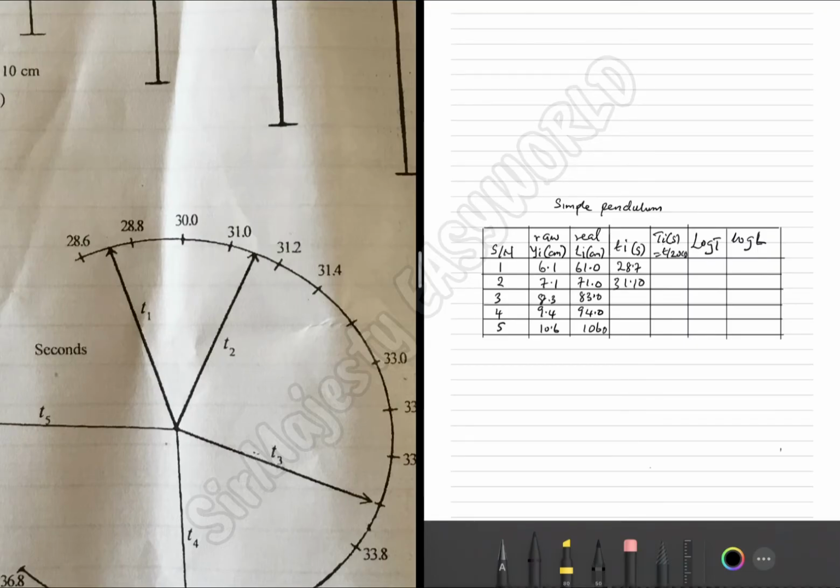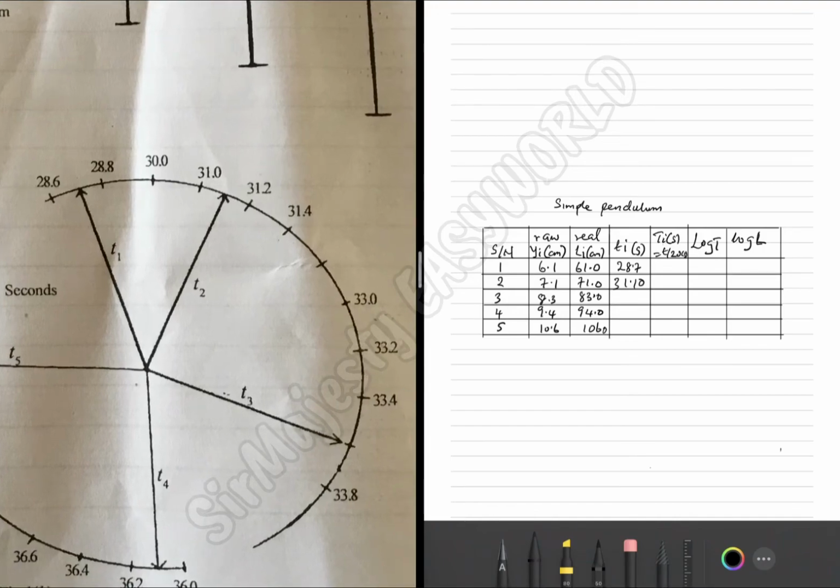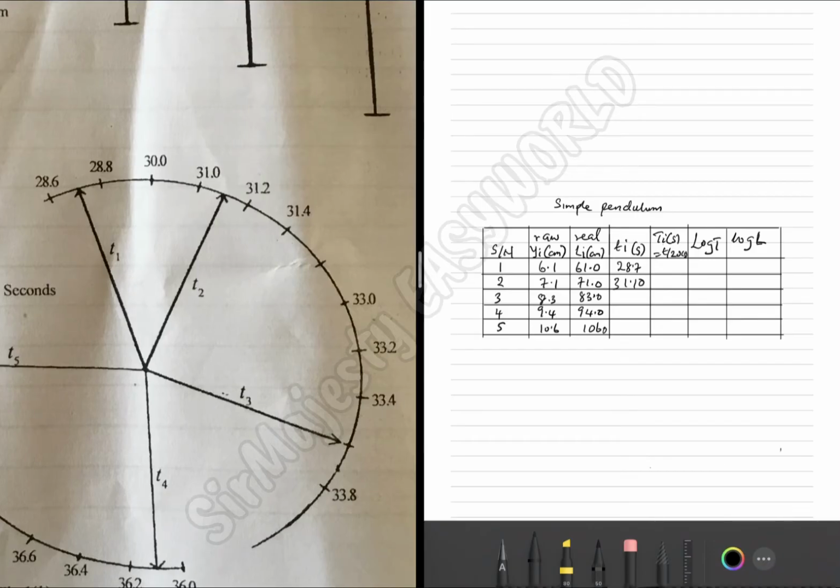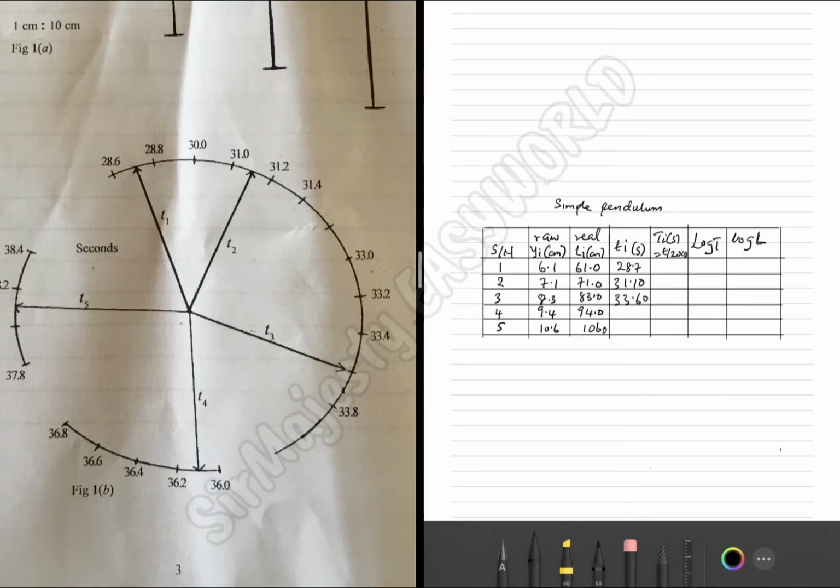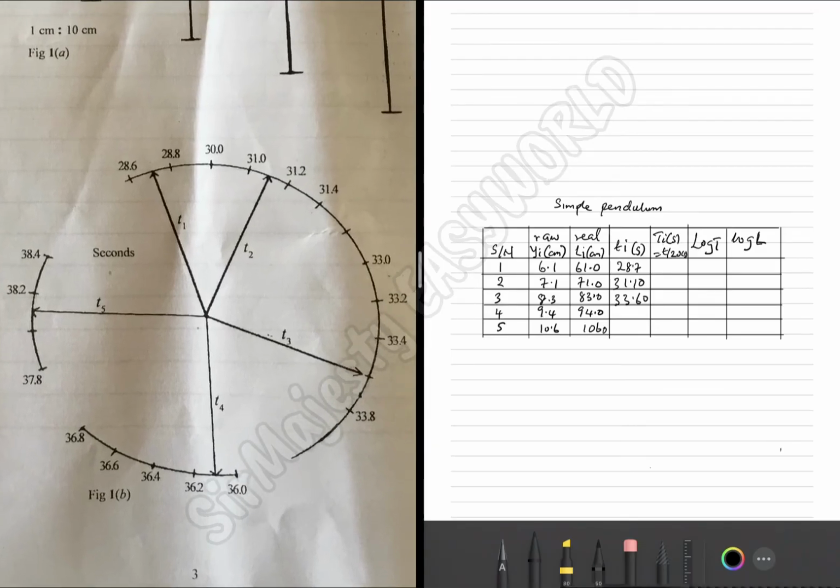Then the next one, checking the reading here, that should be the T3, which should be 33.60. Remember to put the units, is already there, the column on top of the table. Then the next time is 36.1. Check well. 36.1, that's over here. So we have our 36.10. The next one is 38.1.